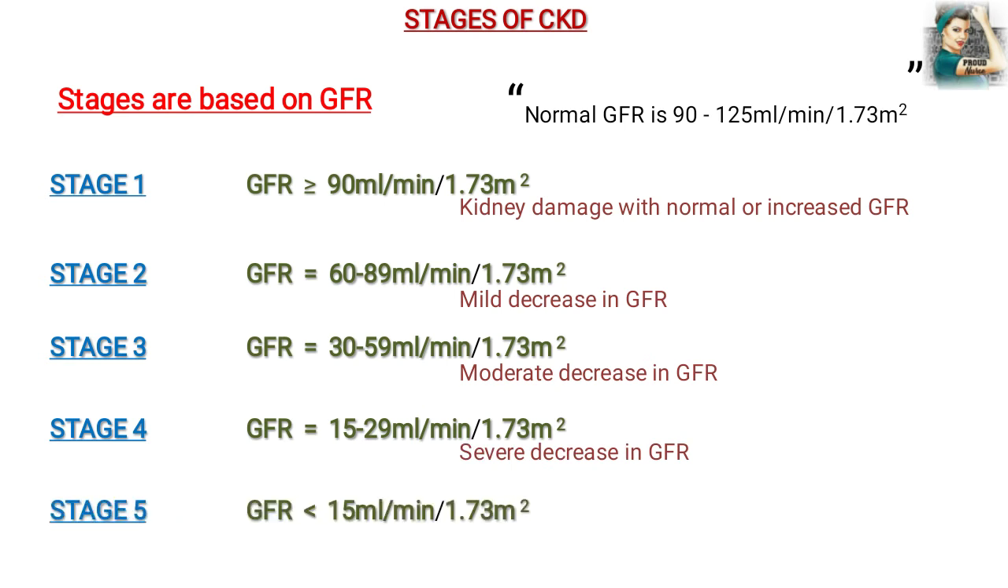In stage 5, the GFR is less than 15 milliliters per minute per 1.73 square meters. This stage is also called ESKD, that is end stage kidney disease, and it's the last stage of the CKD. Now, the diagnosis. How can we diagnose the disease?